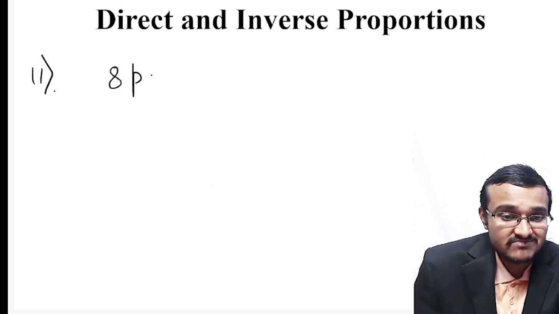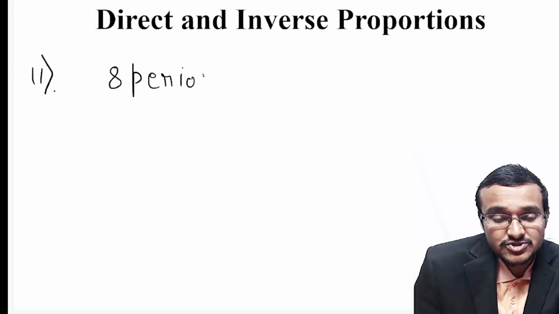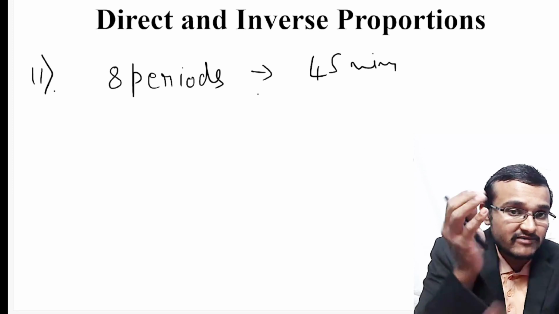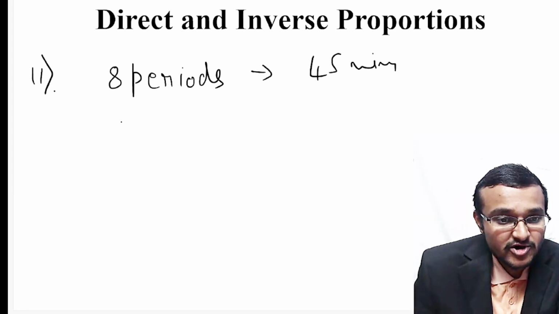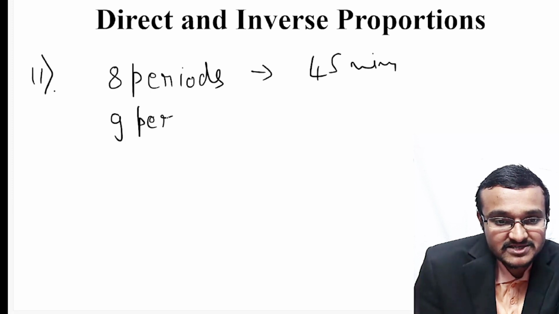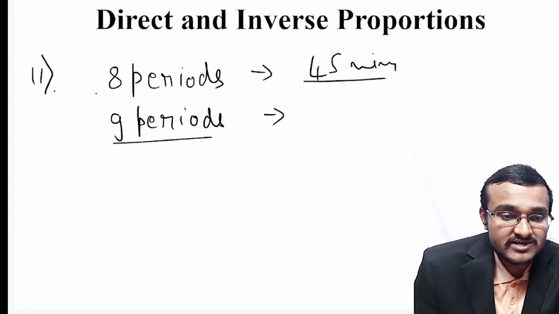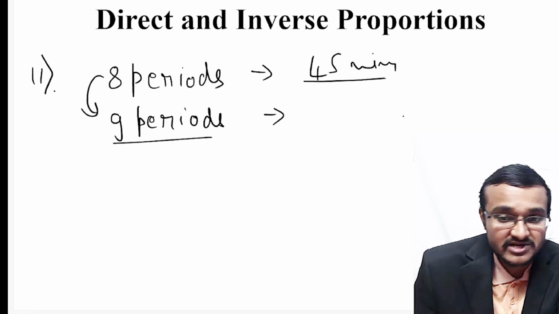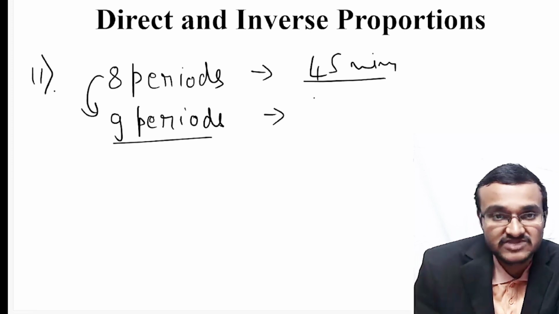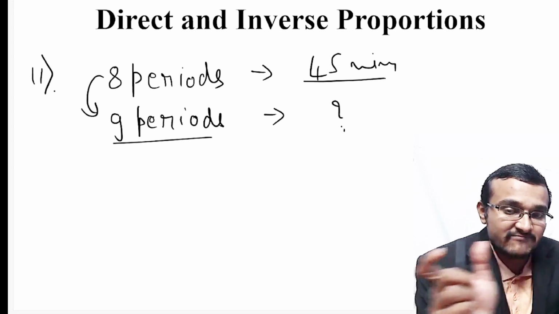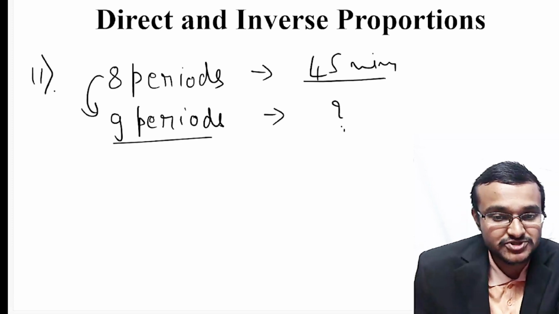So coming to the 11th question, in a school there are 8 periods. In those 8 periods, each period will last for 45 minutes. Now in the same given number of hours of a school, if you are converting these 8 periods to 9 periods, then what will be the duration of each period? If it was 8 periods, then 45 minutes was the duration of each period. Then if 8 is converted to 9 periods, how much time will each period last for? So here you can see as the number of periods increases, the time for each period will go on reducing. So this is also inversely proportional.